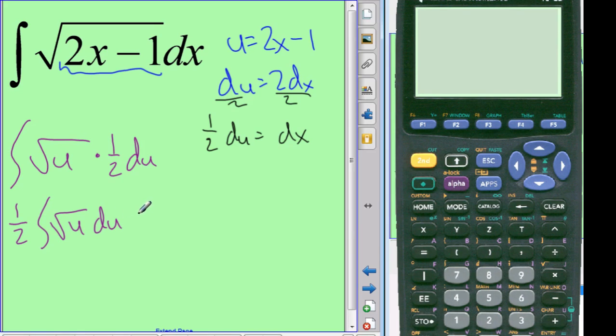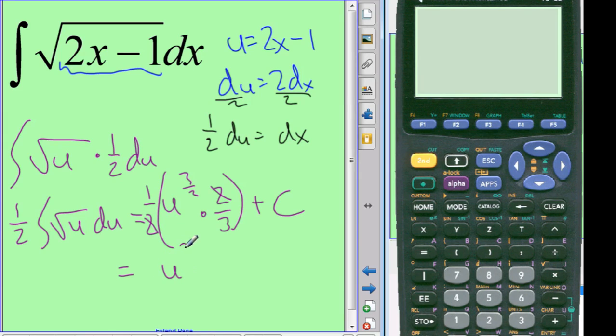What is the antiderivative? And the antiderivative of a square root of something, we've done that in class, should be 1/2 times u to the 3/2 power times the reciprocal, which is going to be 2/3, plus c. And the 2's end up canceling here. So I can rewrite this as u to the 3/2 power over 3 plus c.